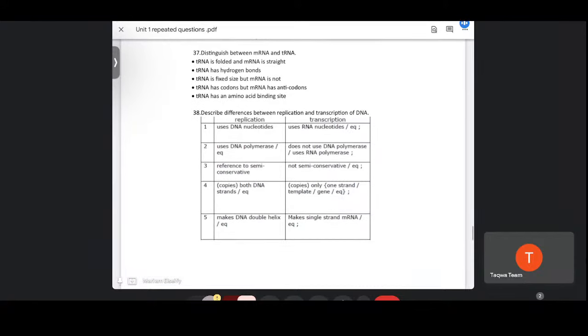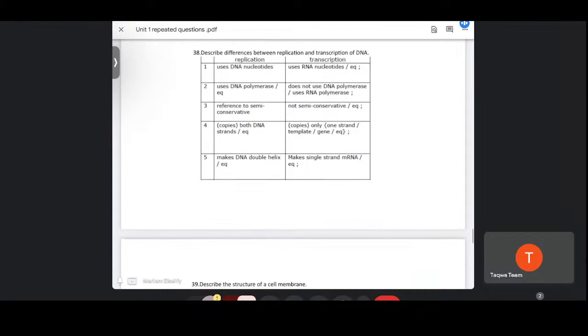Basically, in mRNA and tRNA, the tRNA is folded, mRNA is straight. tRNA has hydrogen bonds and has a fixed size, while mRNA does not have a fixed size. tRNA has anticodons, mRNA has codons. tRNA has an amino acid binding site.